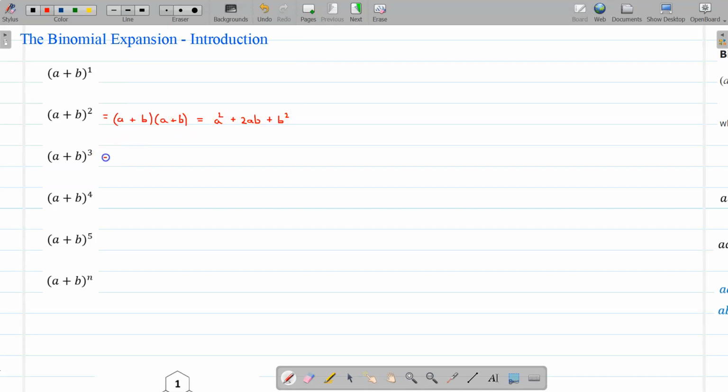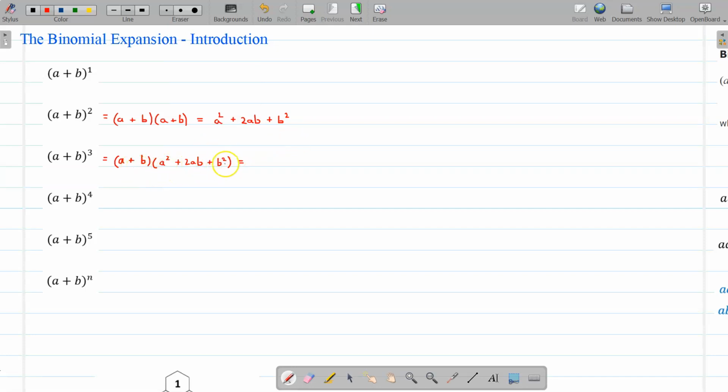Now, if we took that result that we've just written down and multiplied that by a plus b, it would give us a plus b cubed. So I'm going to do that now. Here's a plus b in front of the result that we just had, which was a squared plus 2ab plus b squared. And if we multiply that out, we're going to get 6 terms, and 2 pairs of those will combine to simplify.